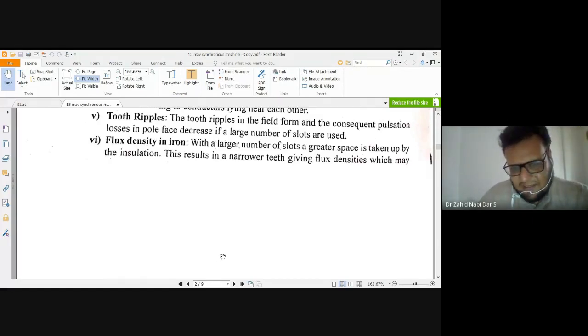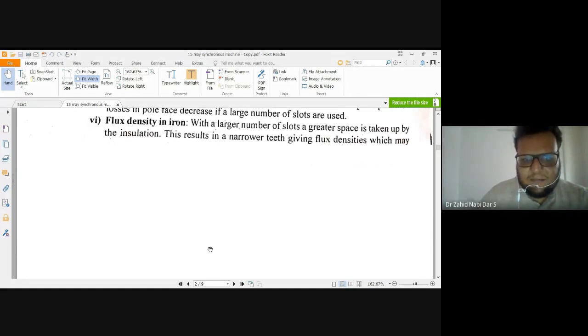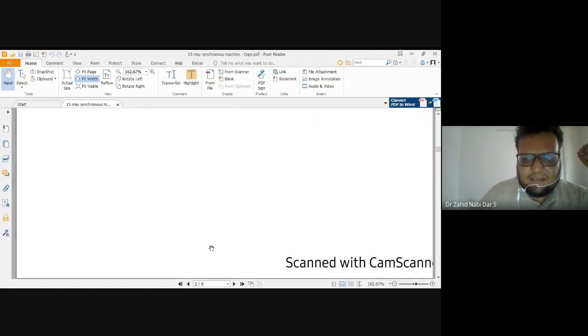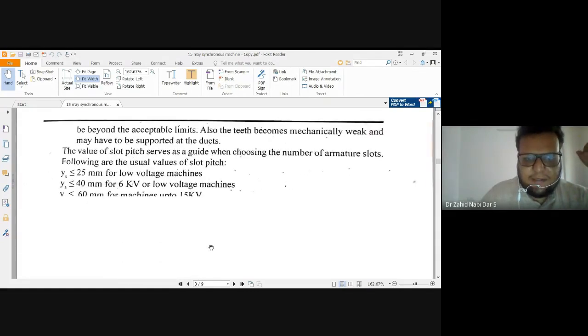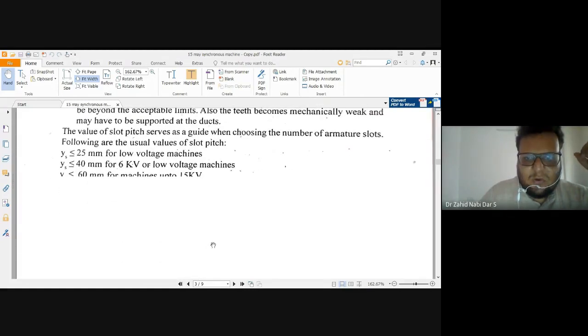In transformer, same thing. In induction machine, same thing. In synchronous machine, same thing. With a larger number of slots, a greater space is taken up by the insulation. So if more space is given to insulation, narrower teeth are the result, giving a higher flux density, which may be beyond the acceptable limits. Also the teeth become mechanically weak and may have to be supported at the ducts, because of the teeth shape, which I've shown you previously.